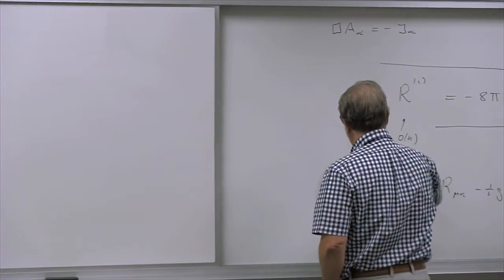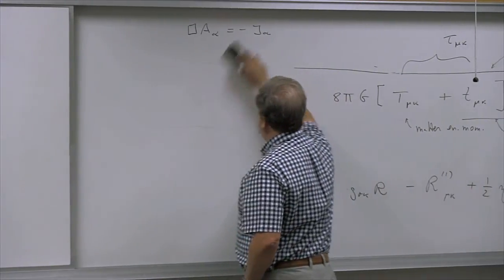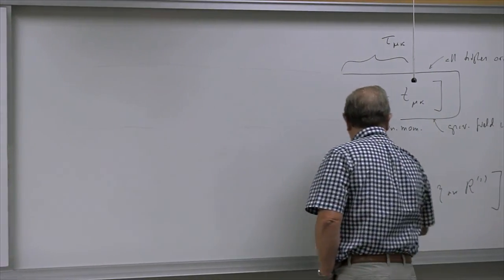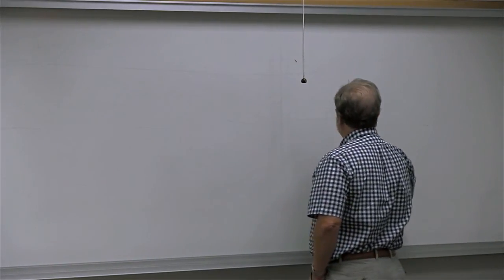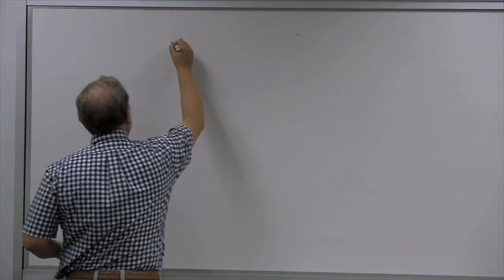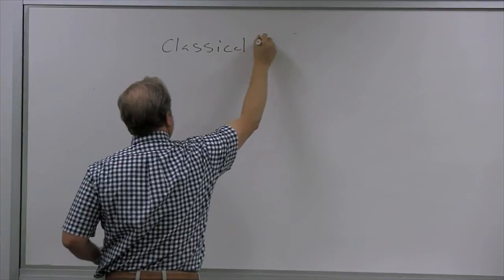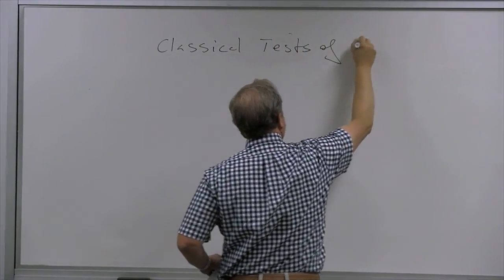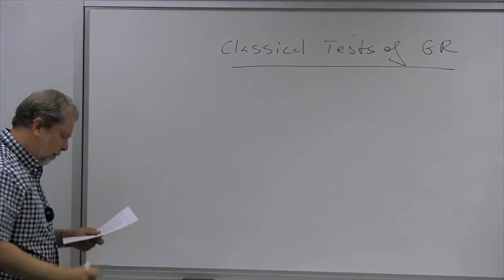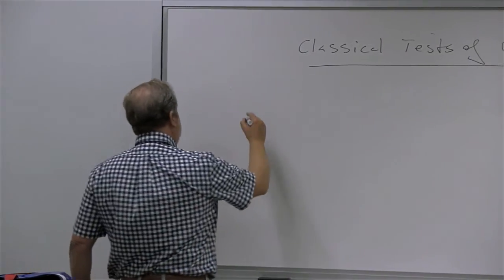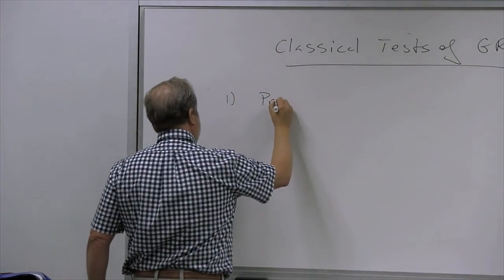So we are going to look at solutions of the field equations and then discuss some of the standard tests, not in great detail because of lack of time. Classical tests of GR will include things like, well, the very first one was the precession of the perihelion of Mercury.